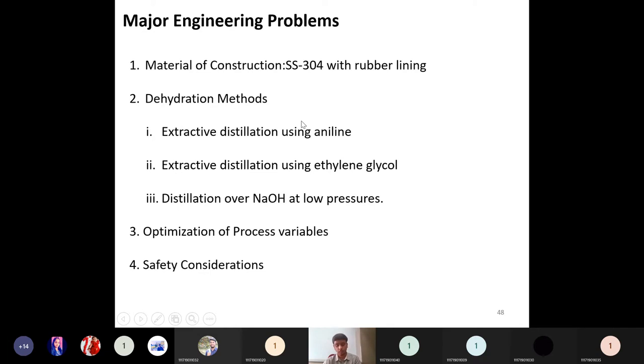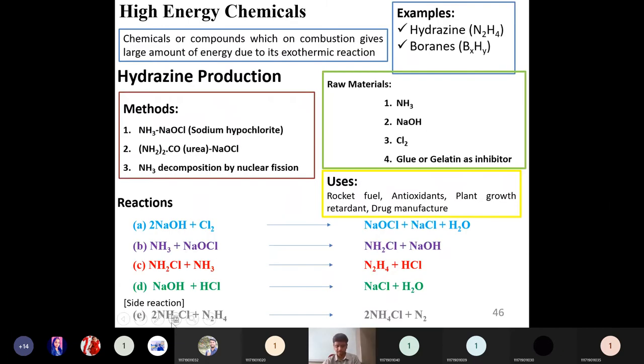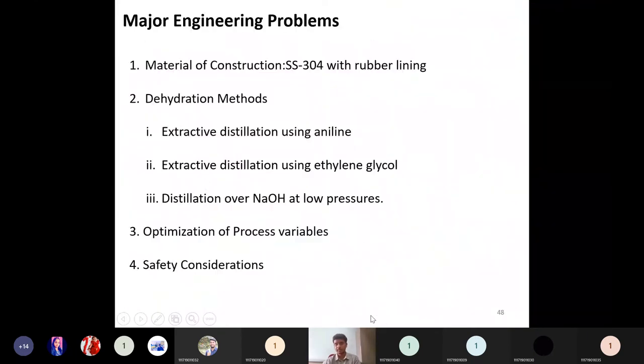Then the next one is optimization of process variables, the process conditions. In the first reactor, we need to maintain 20 to 30 degrees centigrade. When you cross more than 30 degrees centigrade, the sodium hypochlorite will be degraded. The next problem is that the yield of hydrazine is very sensitive to temperature and concentration effects. Also the side reaction E, the monochloramine plus hydrazine reaction, needs to be suppressed.